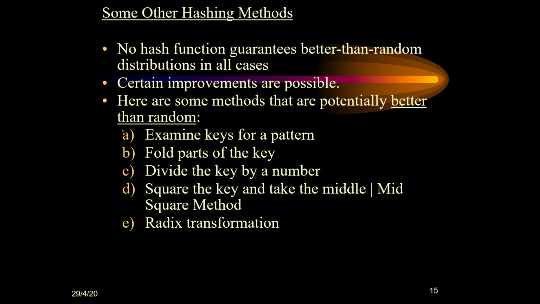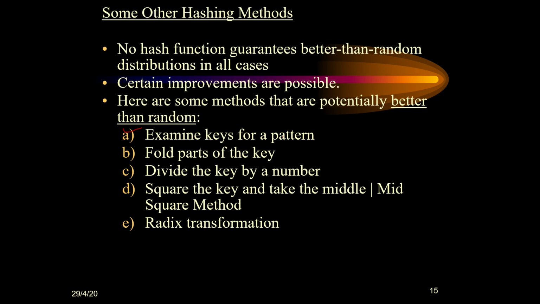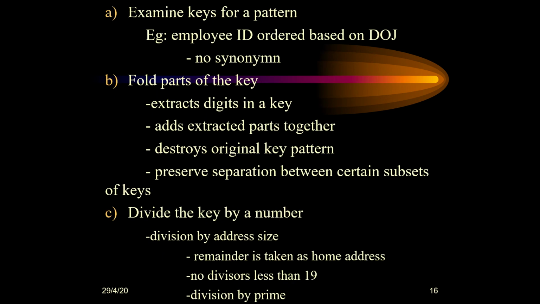So the first one is examine key for a pattern, then fold parts of the pattern of the key, then divide the key by a number, then square the key and take the middle, that is the mid square method, and the last one is radix transformation. The first one, examine key for a pattern, is where we try to maintain a pattern for a key and then save it in a particular location.